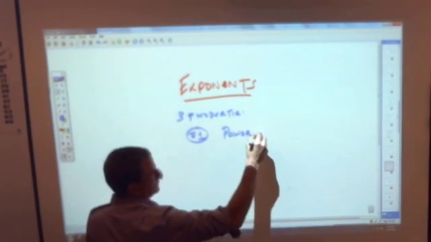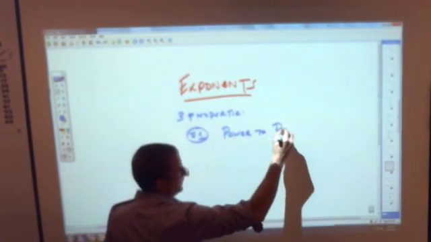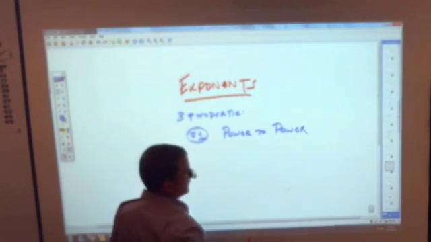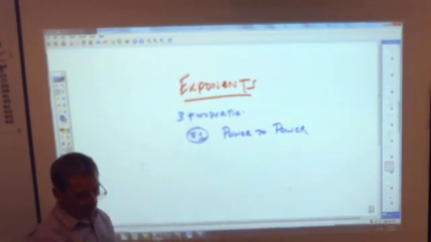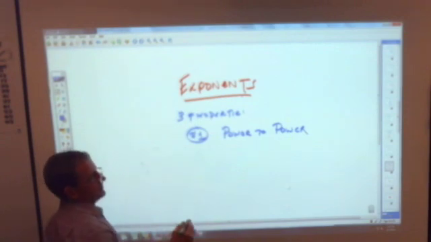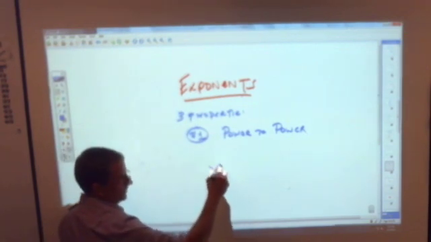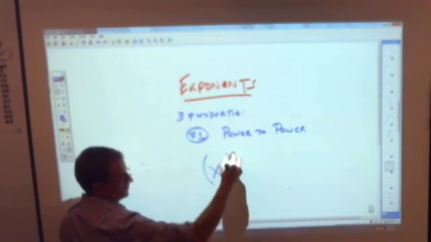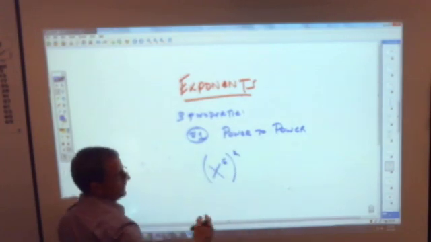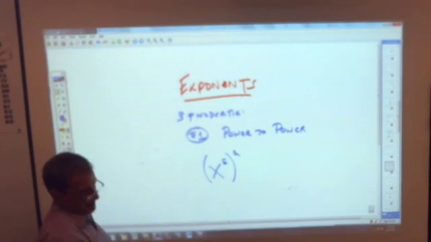Power to power. Were any of you cheerleaders back in the day? And there's the power cheer. What does that mean, power to power? That means this. If I had x to the 5th power, and then that whole thing was to another power, a power to a power, what happens there?